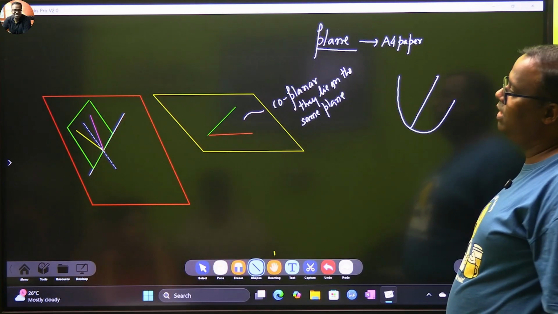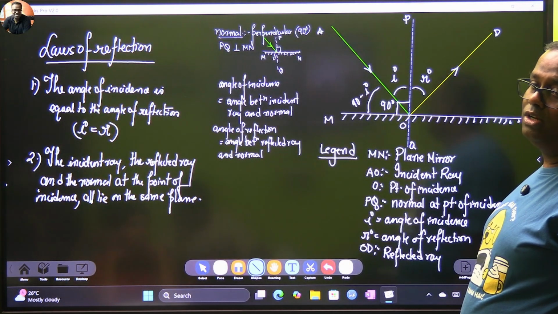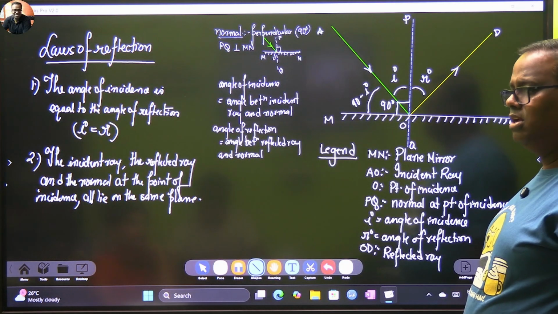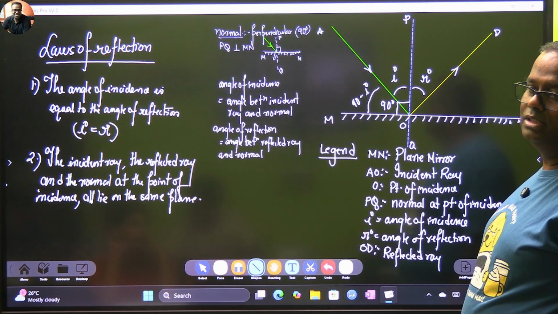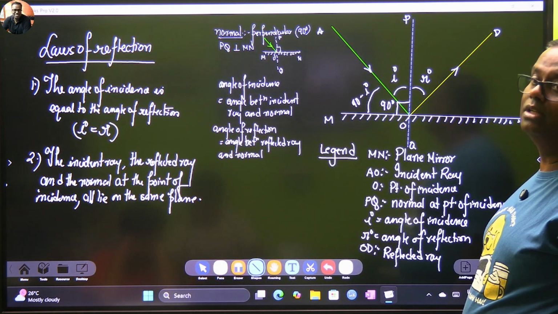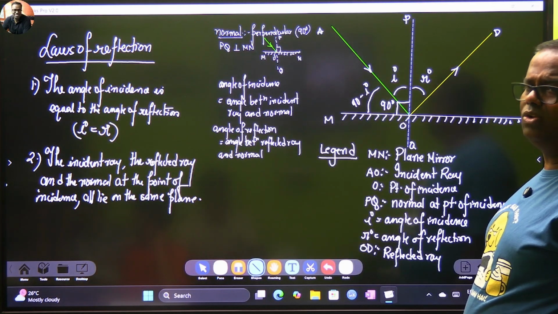There are 2 laws of reflection, and when you go to grade 10, you will learn 2 laws of refraction also. When you study refraction, then also you get 2 laws. So in the water and all, yeah. Yes, any doubt? No, there are only 2 laws.